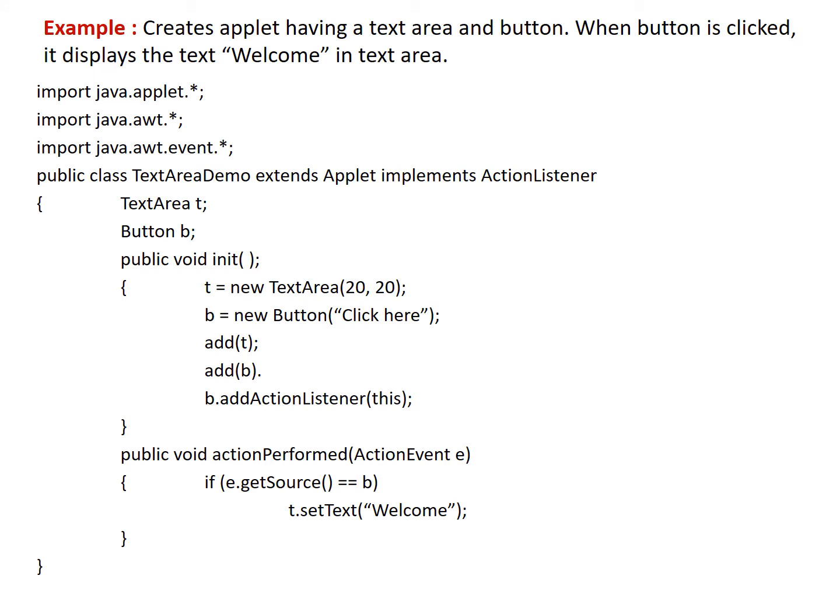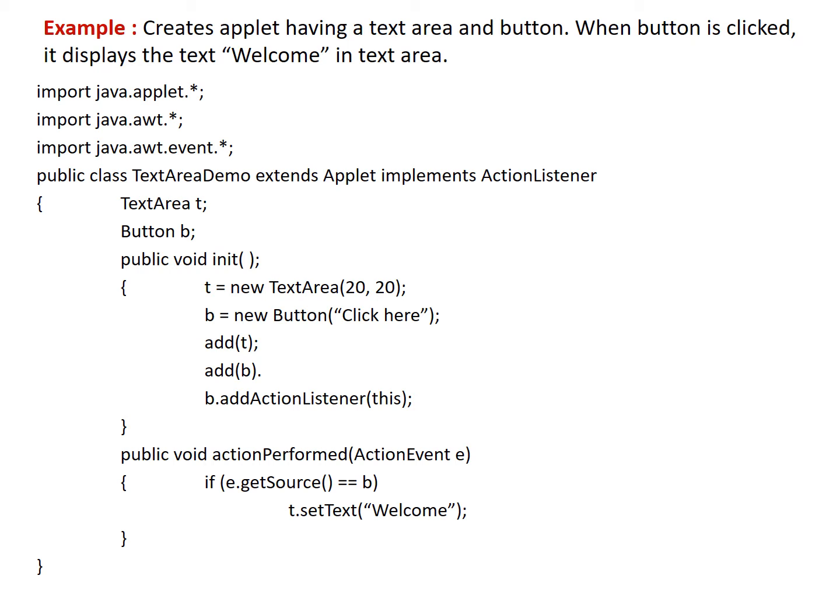Here is the example which creates an applet having a text area and button. When button is clicked, it displays the text welcome in the text area. In this program, the first three import statements import applet, AWT and event package. Next statement is public class TextAreaDemo extends Applet implements ActionListener. That is, here we are extending the Applet class and also we are implementing the ActionListener interface.